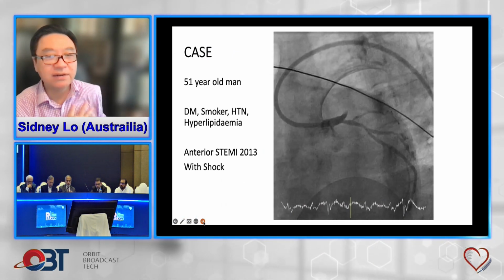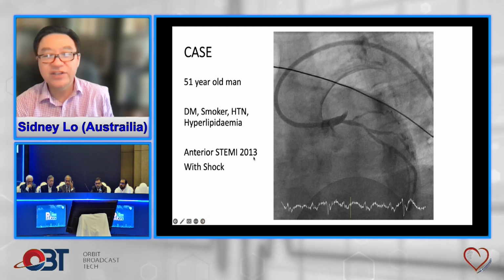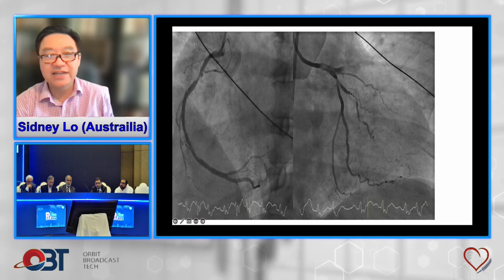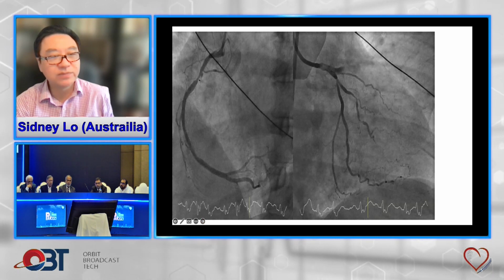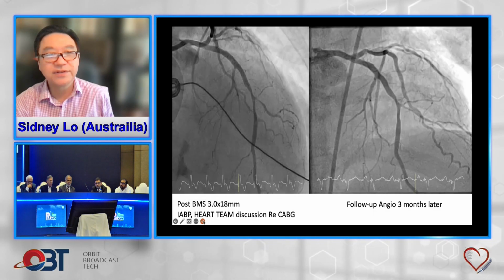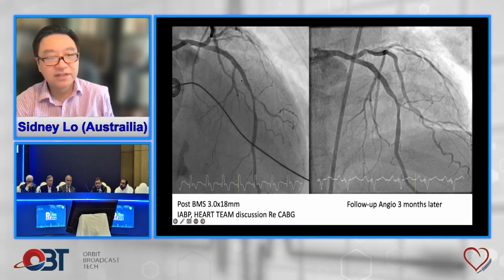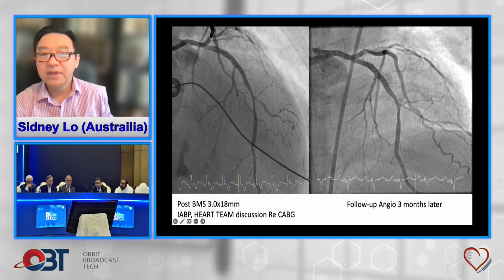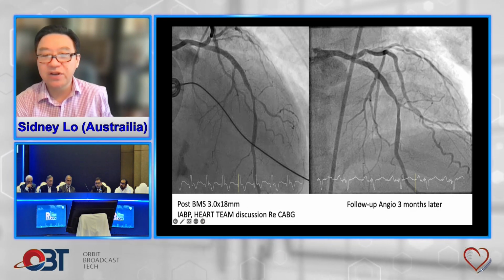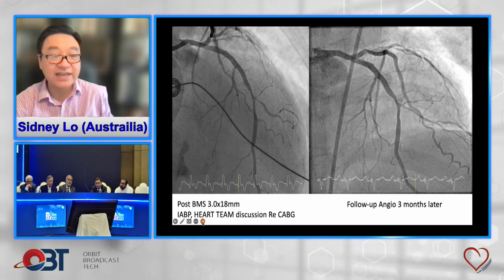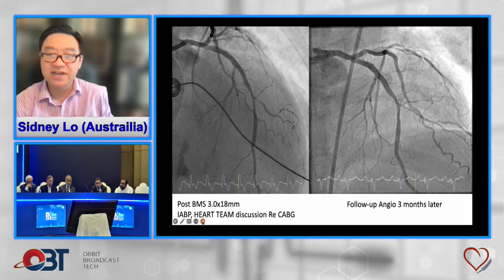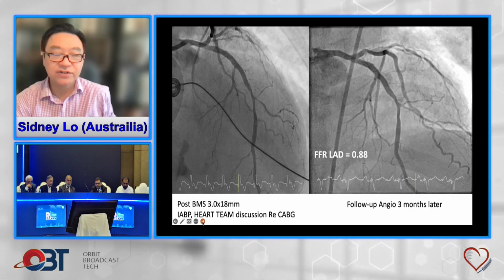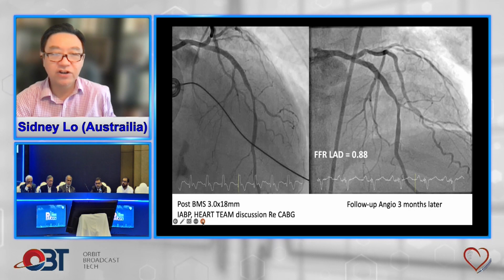A 51-year-old man, some years ago, diabetic smoker, anterior STEMI with shock. But he survived very well, and with just the LAD done, you can see circumflex disease, proximal OM, and proximal right coronary disease. The proximal LAD was stented, the mid-LAD lesion was left, and after a heart team discussion, he got a balloon pump. We brought him back a few months later because we needed to understand if the LAD needed revascularization. FFR was 0.88, and it was felt that revascularization of the LAD was not necessary. He did not go to surgery.